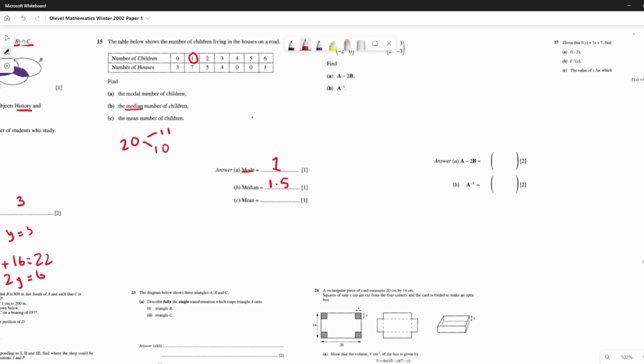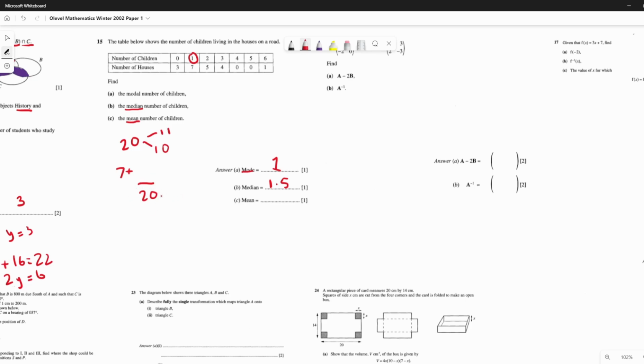And lastly, the mean number of children. Now this is a straight up average, so we already know that there is a total number of 20 values, and now we need to actually see how many of those are. So 3 into 0, so there's 3 0, and we don't really need the 0, and then 7 into 1, so we have 7 children. We just need the total number of children over the total number of houses, essentially.